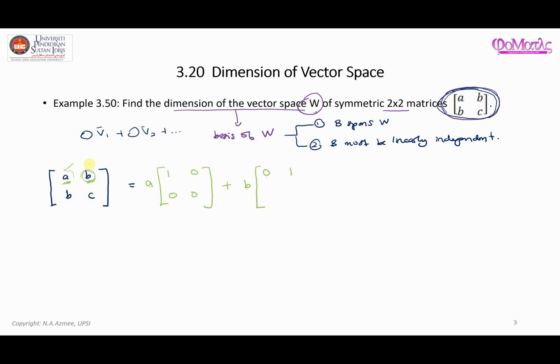So this position is okay, this position is okay. What about this position? I can see that in order to get the result B here, I can have the value of 1 right here. So you can see so far we have A times 0 is 0 plus B times 1 is B. So I get this result here.